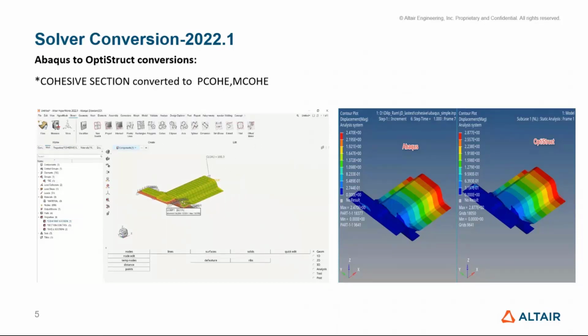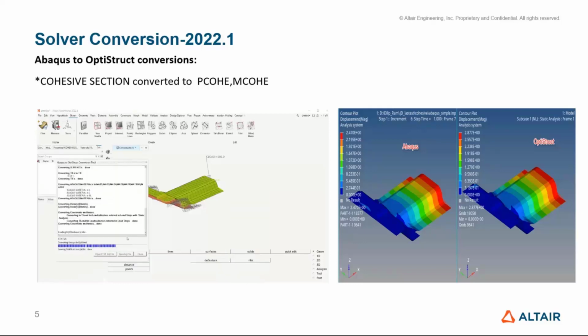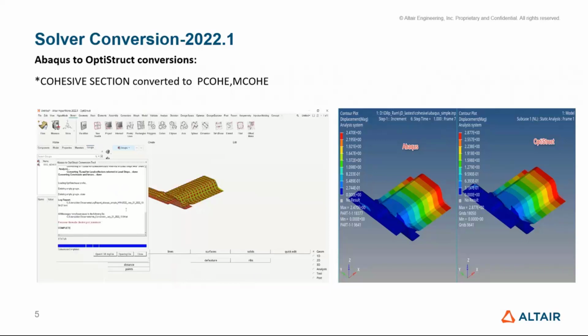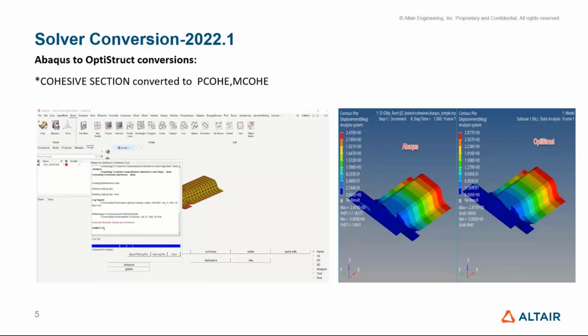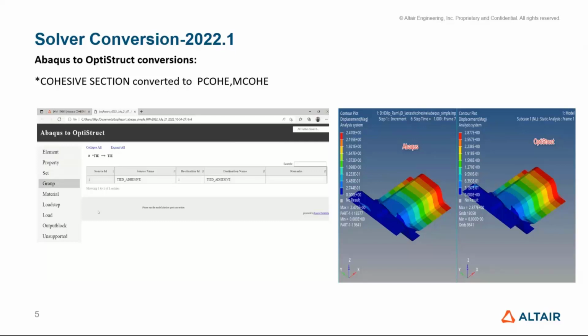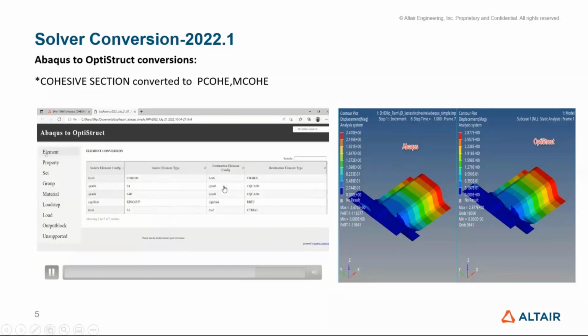I have a very basic setup here with constraints on one end and the load on the other side. So we have the conversion from the File pull-down menu. Once I run the conversion, as I mentioned in the first slide, we have a detailed HTML report where we give out what we convert at the end of conversion. If you look at the group, we have the contacts, material, and adhesive material, which is converted to MCOHE. We also show the element conversion, which is COH3D8 in Abaqus to CIFHEX in OptiStruct.